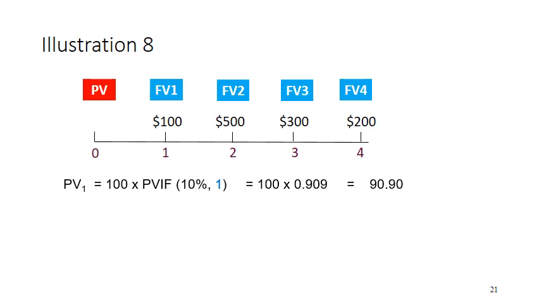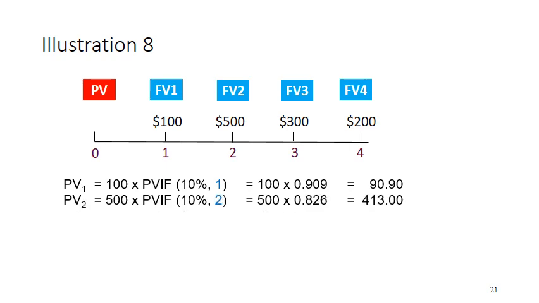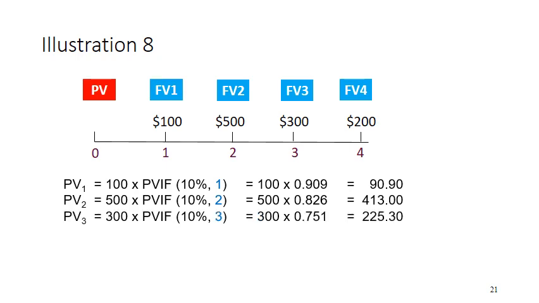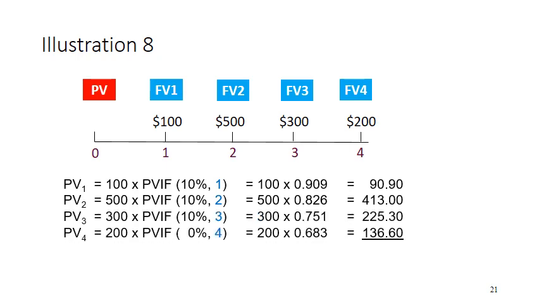This is the working for PV1, PV2, PV3, and PV4. We add up all the PVs, we have the total PV value of 865.8. This will be the total figure for PV.